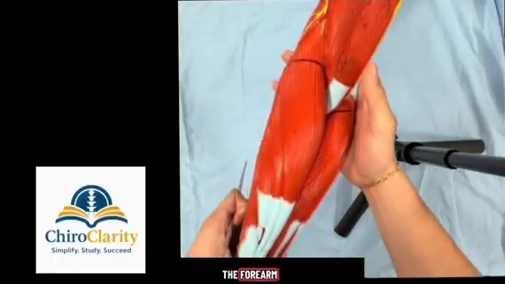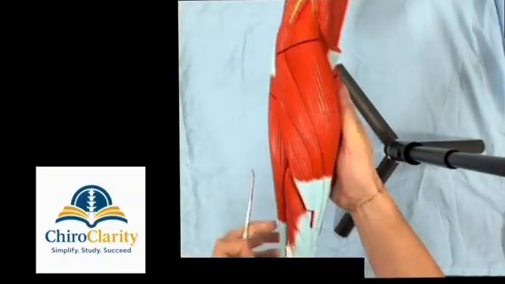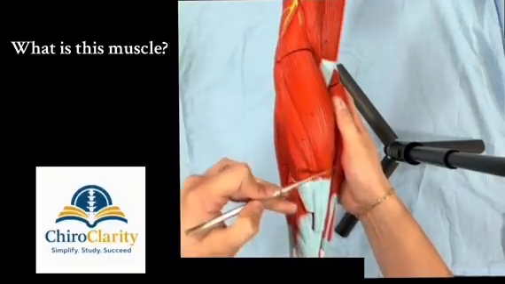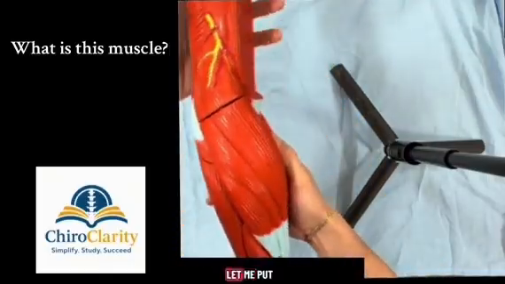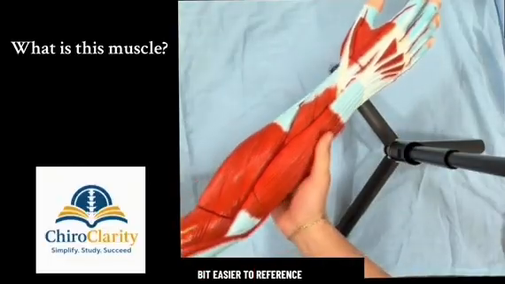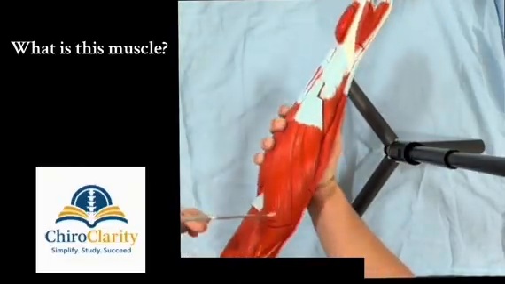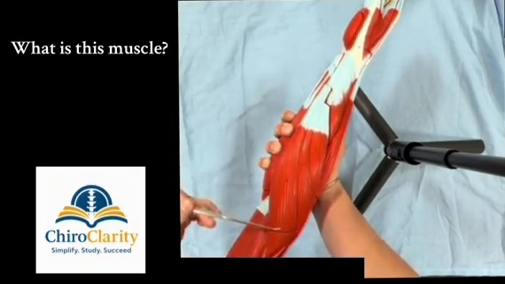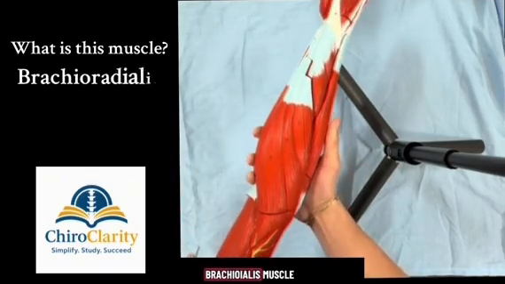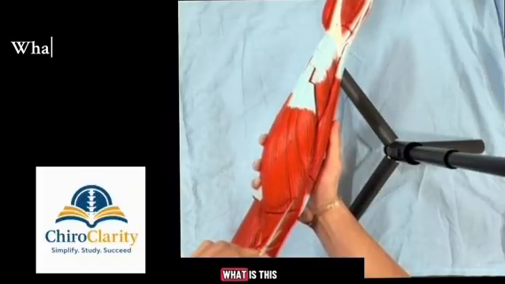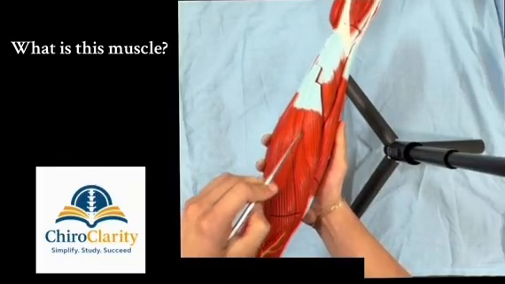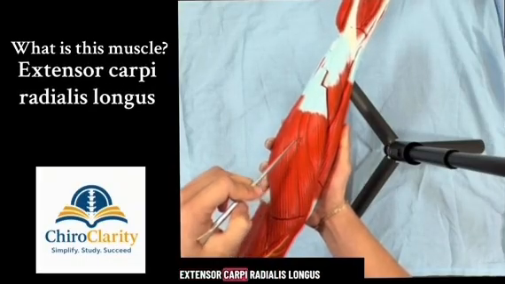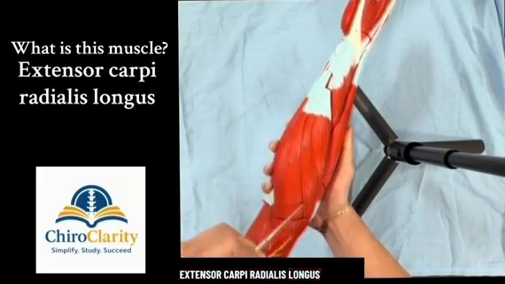Let's get into the forearm. What is this muscle? Let me put the hand in here to make it a little bit easier to reference. What is this muscle? This is our brachioradialis muscle. What is this muscle? This is our extensor carpi radialis longus.